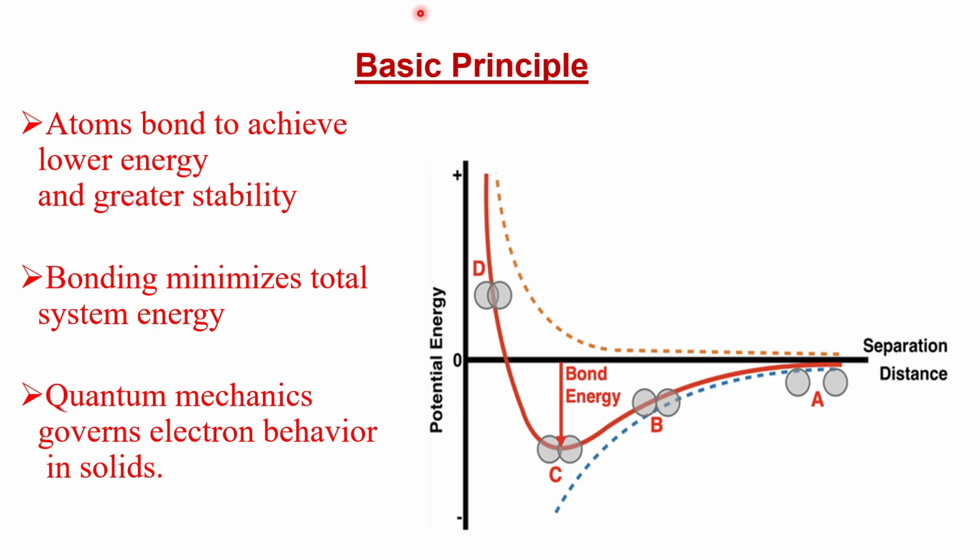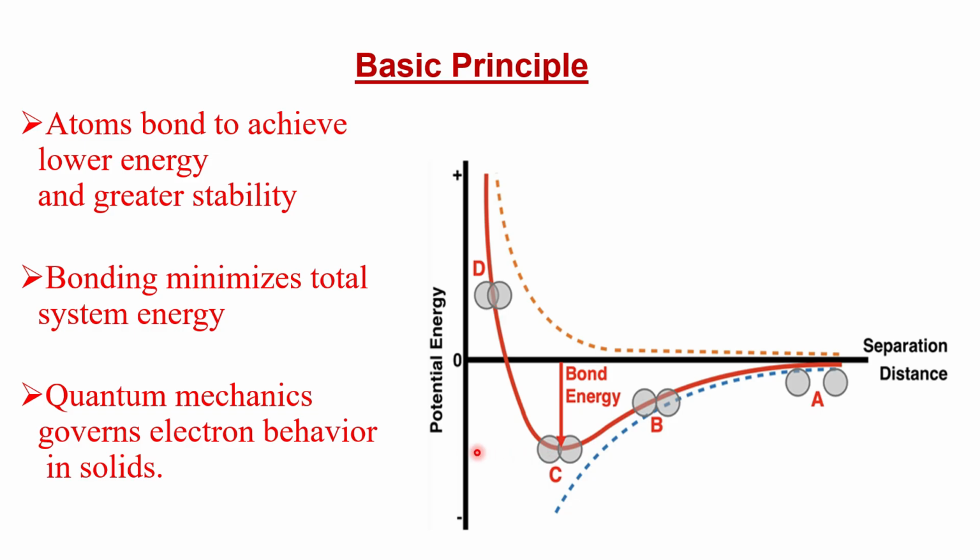Atoms bond because bonding leads to lower total energy and greater stability. This principle applies universally in physics. When atoms come close together, attractive forces lower energy while repulsive forces increase it. A stable bond forms at the distance where total energy is minimized.